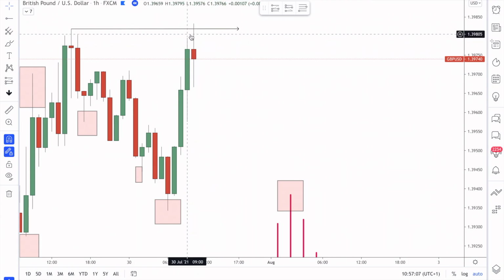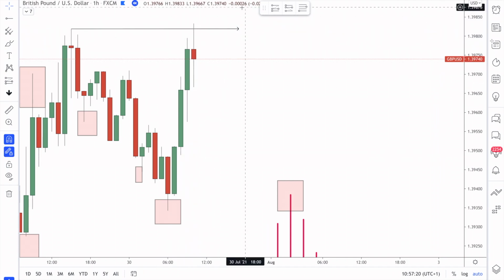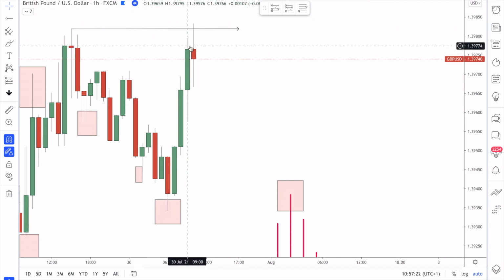It could be due to lack of participants, it could be that they don't want to trade the price up there, or that there's a big seller up there. Any number of reasons, but the price has gone in and come back out, and they're not happy at that region. After we've got this, we wait for the hour to close. You're not watching it wick in and out and suddenly taking the trade. You need this hour candle to close.